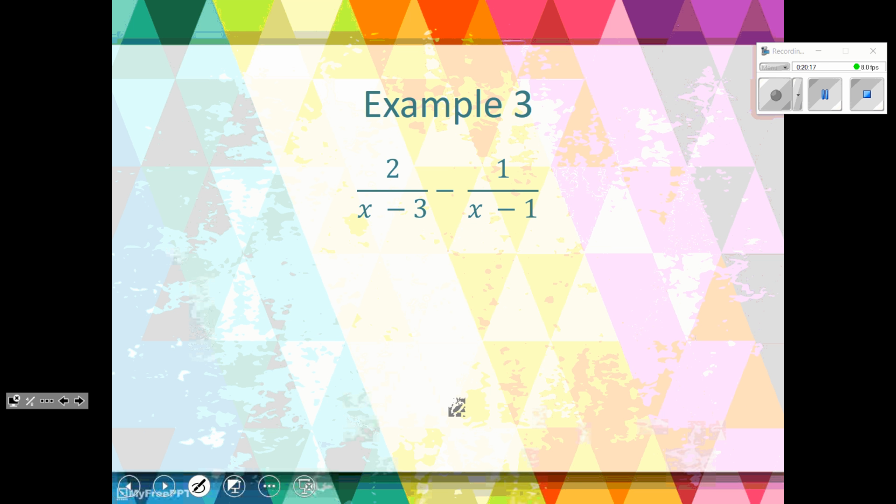Let's bump it up to some binomials. Okay? It's the same concept, just slightly different. What do we know first about this? What kind of problem is this? Subtraction. And what do we know about subtraction? Yeah, we don't subtract. We add the opposite.